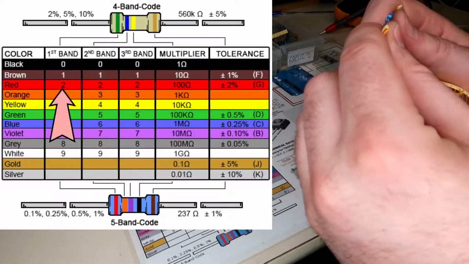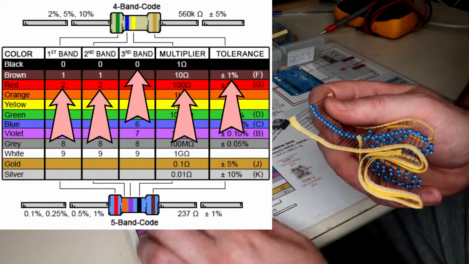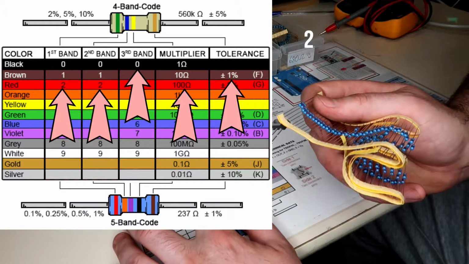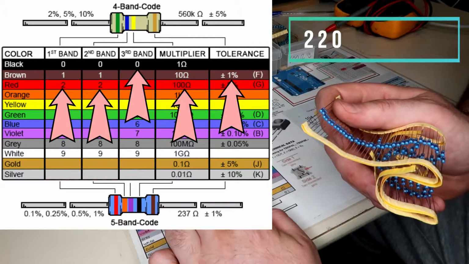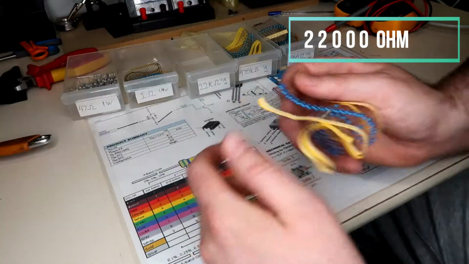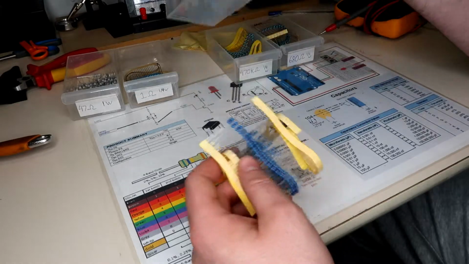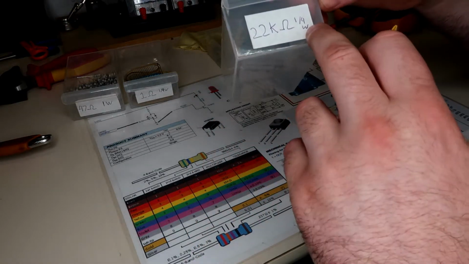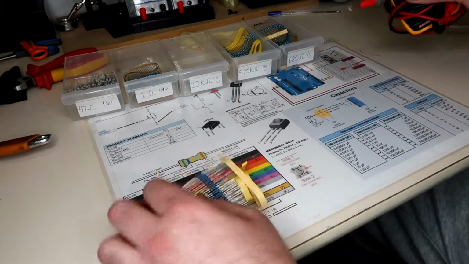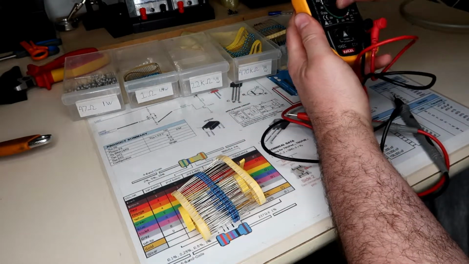We have red, red, black, red, and then a brown, which would correlate to 220, the multiplier being 100, and then the tolerance being 1%, making that 22,000 ohm. And these are a 1/4 watt resistor, and we can also test that by getting our multimeter, putting it across to the range.